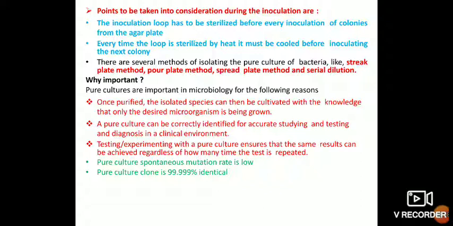Testing or experimenting with a pure culture ensures that the same result can be achieved however many times you repeat the test. Whenever we repeat the test, you should get the same result for the same pure culture. In a pure culture, the spontaneous mutation rate is very low, and the clone is 99.9% identical.